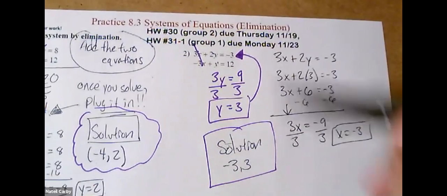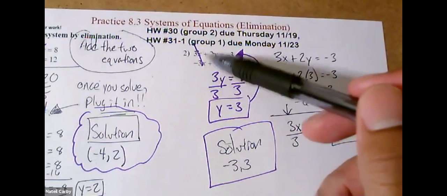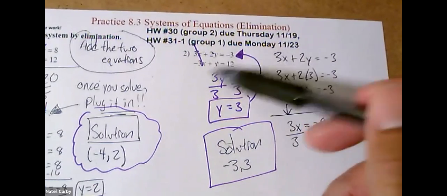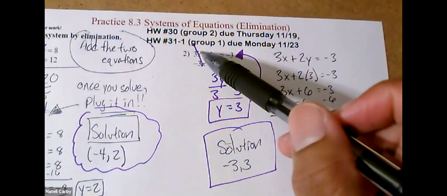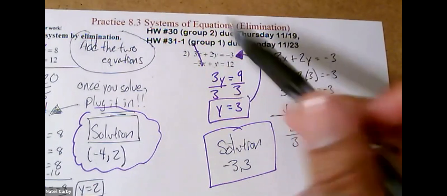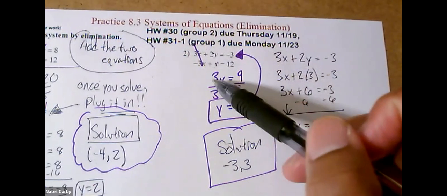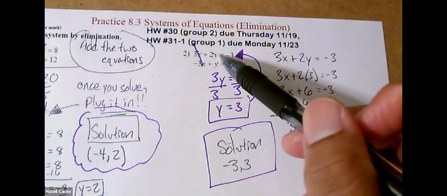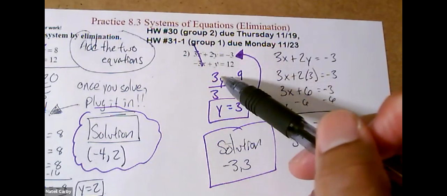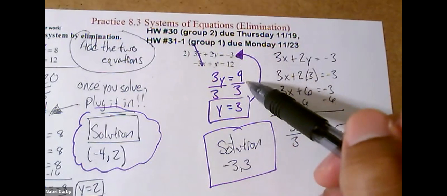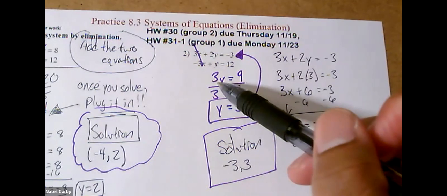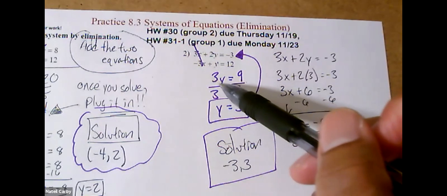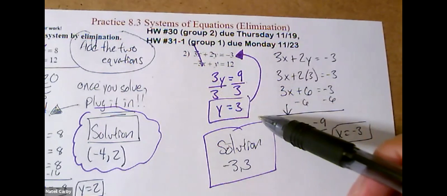Okay. So let's talk about it again. Elimination means add the two equations. But you want to add them only when you can automatically eliminate one of the variables, right? So I got 3 and negative 3. That equals 0. I eliminate them. 2y plus 1y, 3y. Negative 3 plus 12, 9. Divide by 3. I get y is equal to 3. Remember, we divided here because 3 times y, the opposite of multiplying by 3 is dividing by 3.